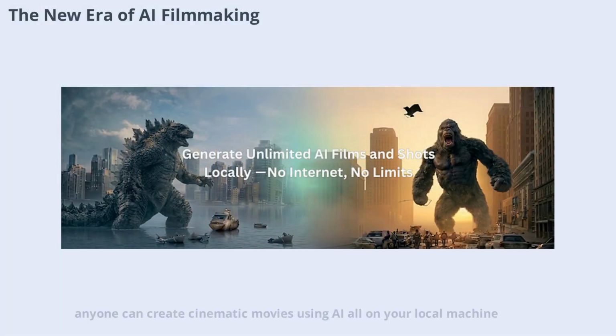Welcome to a new era where anyone can create cinematic movies using AI, all on your local machine. No more expensive tools, no API limits, and no need to rely on cloud services. With the right workflow, you can generate stunning, consistent, and controlled movie sequences frame by frame. In this video, we'll explore how AI filmmaking has become accessible to everyone and what it means for creators who want to bring their visions to life without breaking the bank. Let's dive into the possibilities and see how far you can take your ideas with local AI tools.